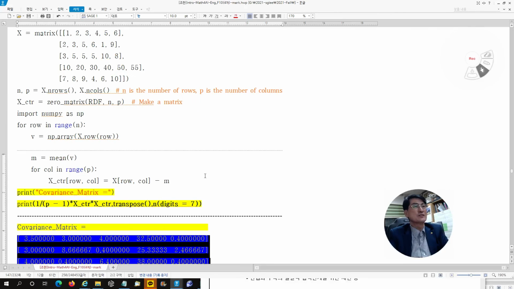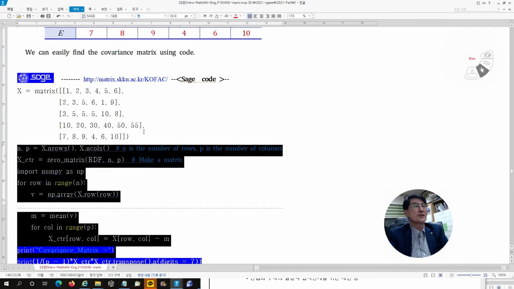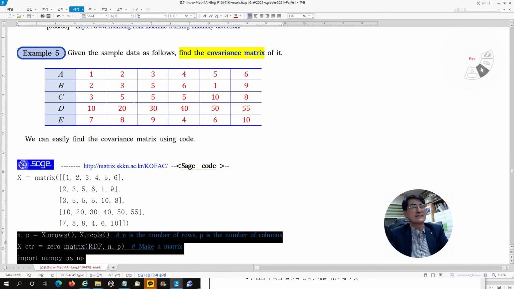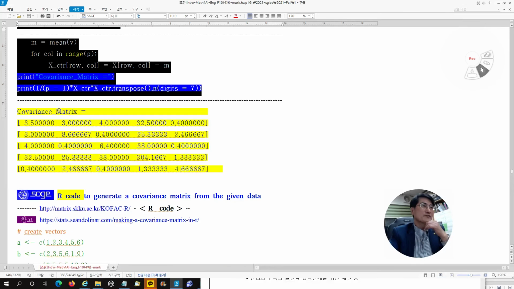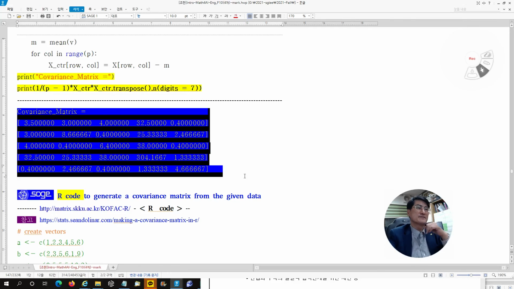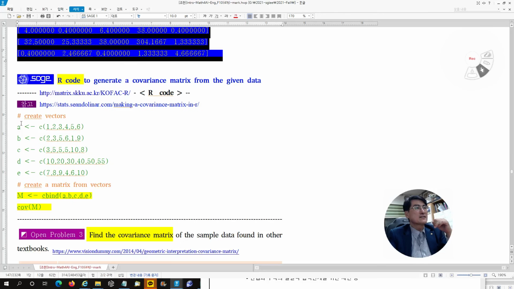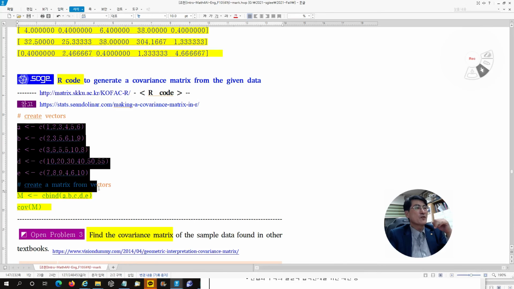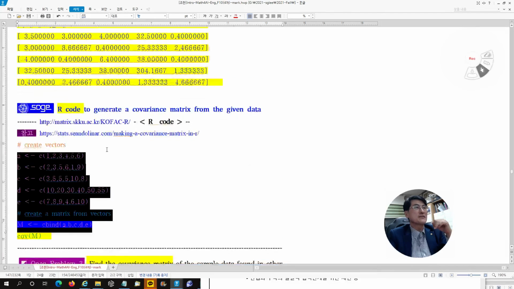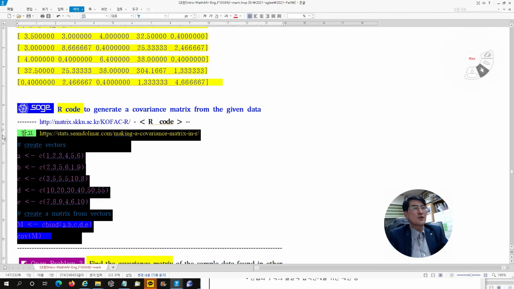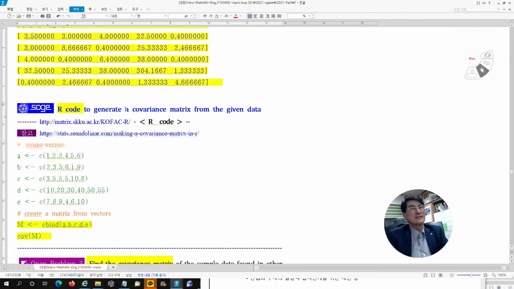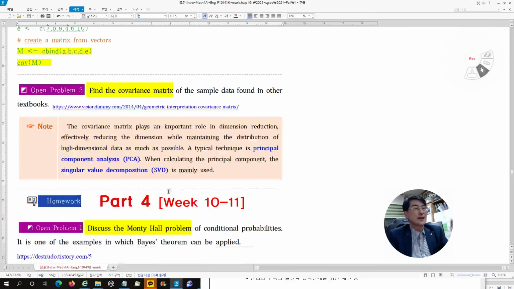So you can use the same code for any given data like this to find the covariance matrix. Then here is the R code to find the covariance matrix. This will give us the same covariance matrix from the same data. This is the R code to form a covariance matrix.